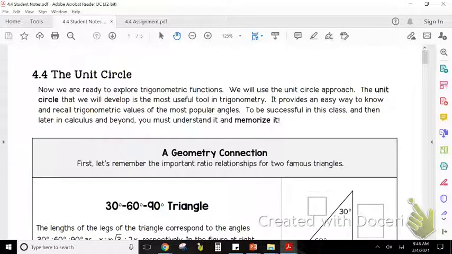Alright, so 4.4 is the unit circle. So now we're ready to explore trig functions. We'll use the unit circle approach. The unit circle that we will develop is the most useful tool in trigonometry. It provides an easy way to recall trig values of the most popular angles. To be successful in this class and later in calculus and beyond, you must understand it, and beyond this class you must memorize it.